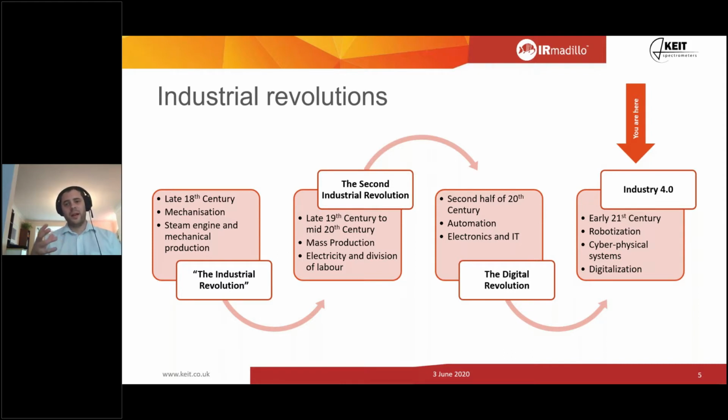To do that and to enable cyber physical systems that interface with reality and talk to each other and make decisions, we need sensors. And you need to be able to understand what your process is actually doing.